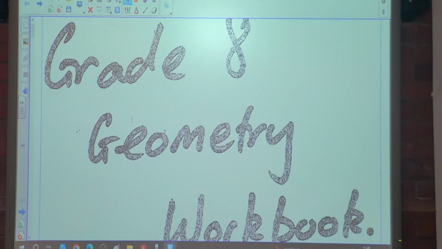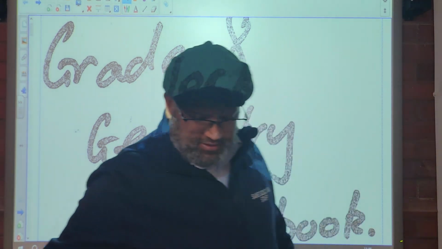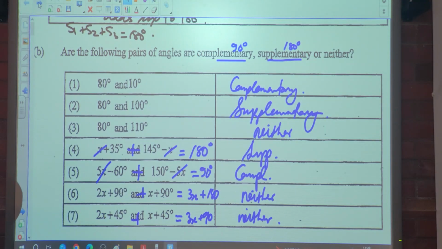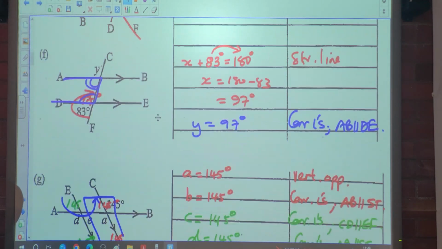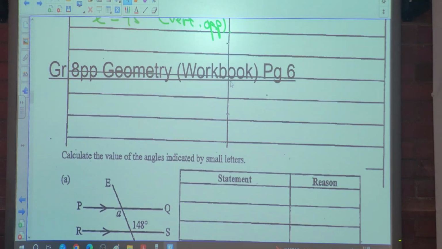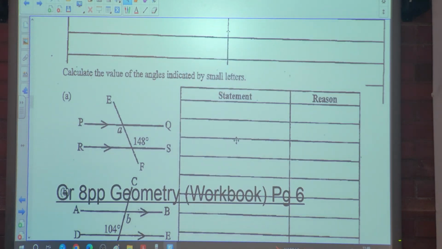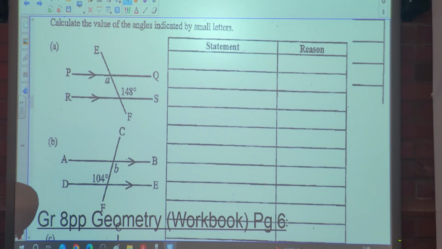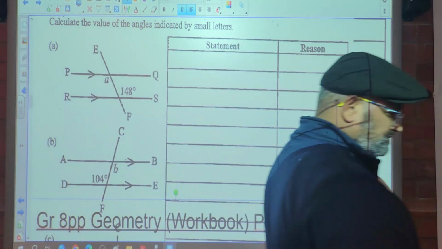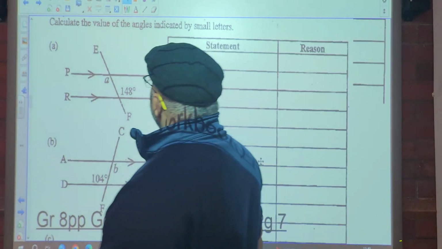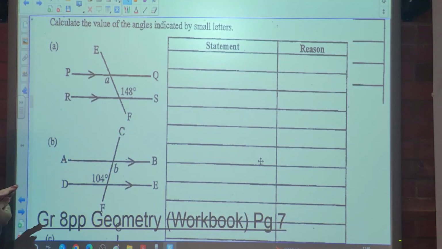Good morning, class. So today we're looking at geometry. We're looking at solutions on pages 7 and 8. We'll start here. Calculate the value of the angles indicated by small letters.